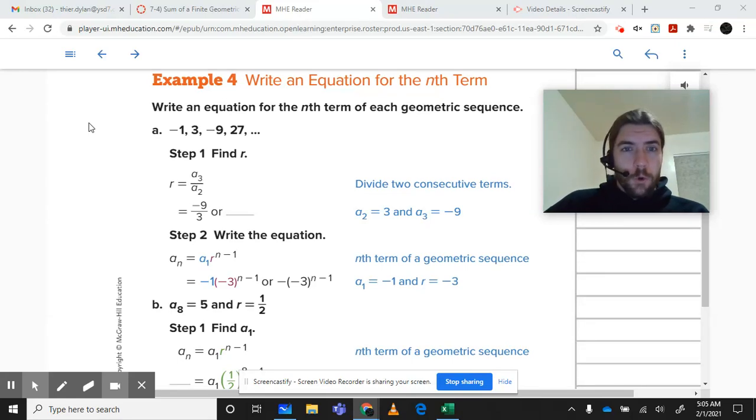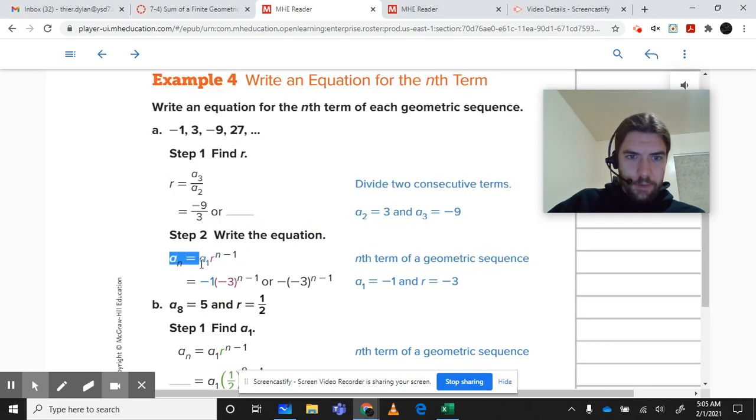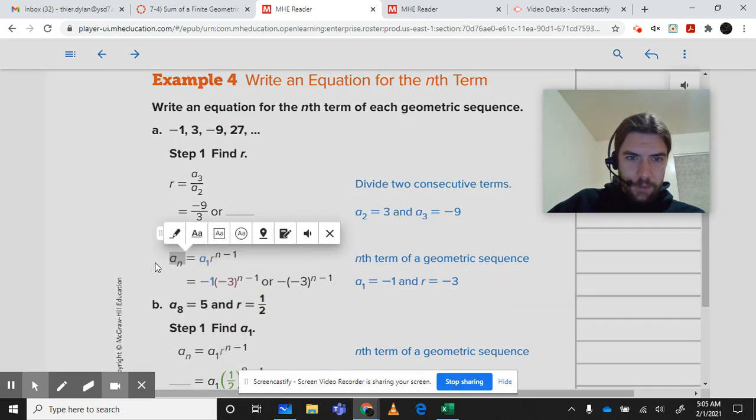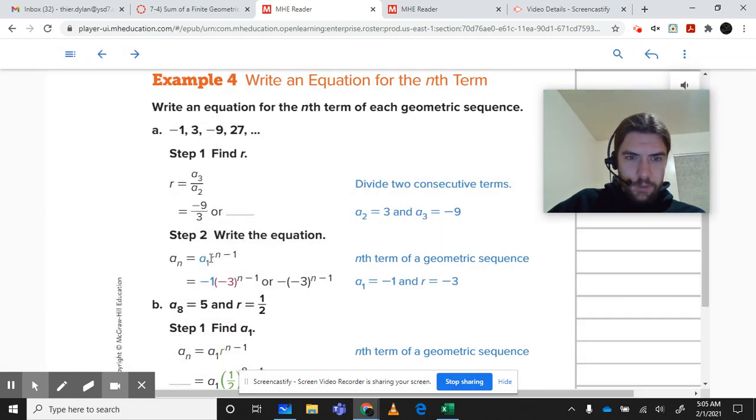Okay, here in example 4, we're going to write an equation for the nth term in a sequence. So we have two examples, example A and example B, where we're given kind of different information. In example A, we're given the first 4 terms in a certain sequence. In example B, we're given the 8th term and the common ratio. Either way, we'll just apply this by filling in our explicit formula down here that says a sub n equals a sub 1 times r to the n minus 1 power.